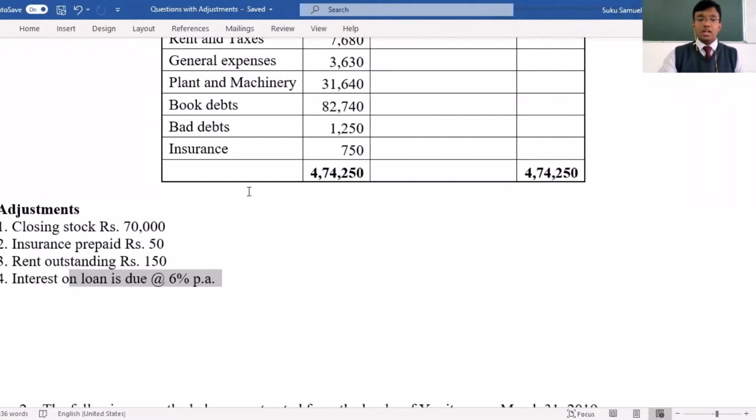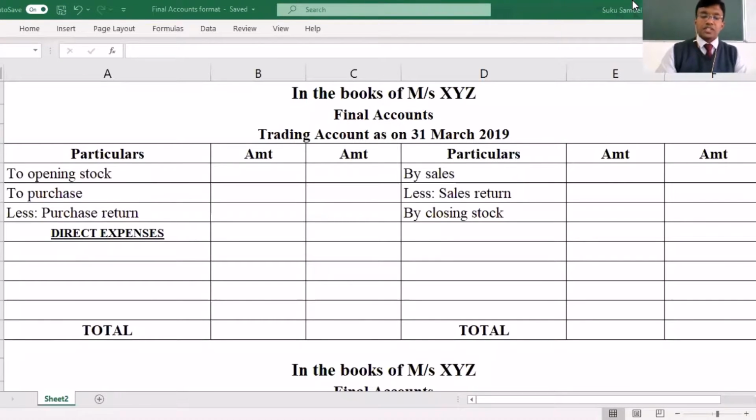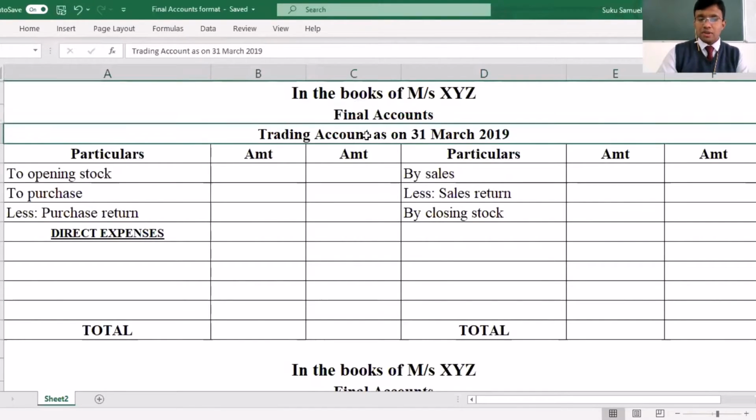With that note, we have discussed almost all the items. Let us start off with the preparation of the final accounts. We've prepared the format of the trading account, and right on top we mentioned the name of the business, where we mentioned that we're preparing the trading account as on 31st March 2019.